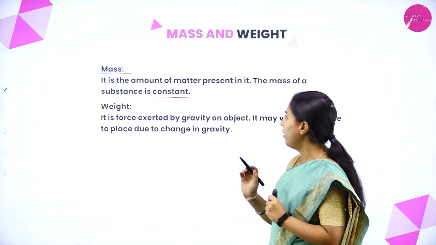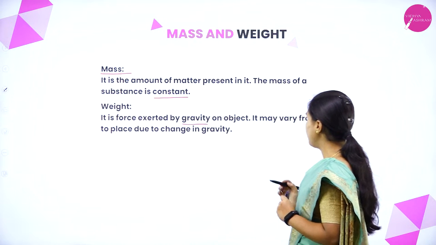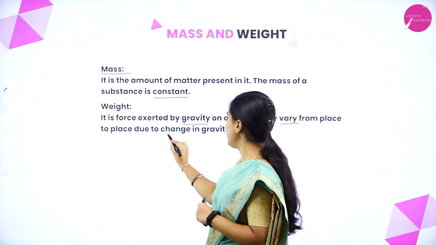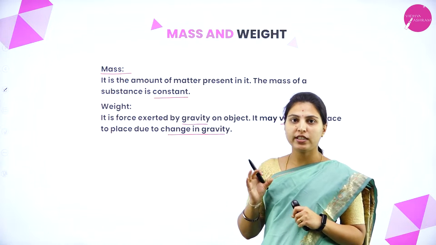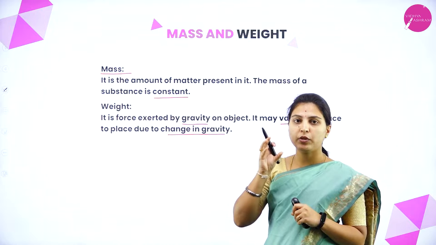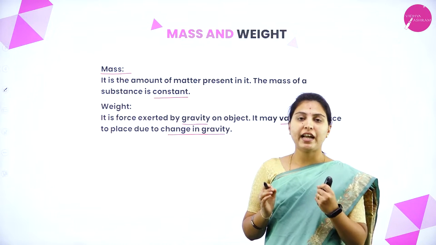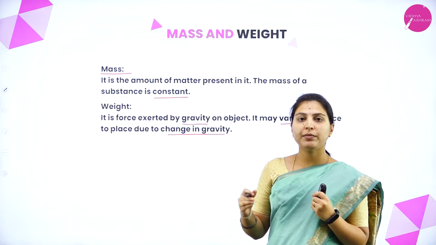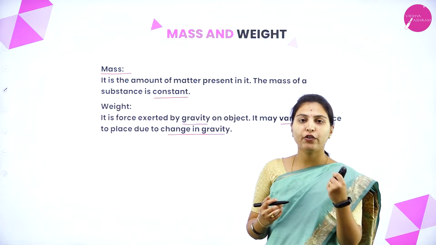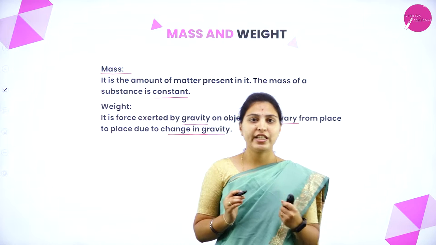Weight is the force exerted by gravity on an object. It may vary from place to place due to change in gravity. Mass will not change, because for mass we consider what is inside, the atoms and molecules, but weight is exerted by the gravitational force. One place may have some gravitational force and another place a different gravitational force. That time the weight will be varied or changed.